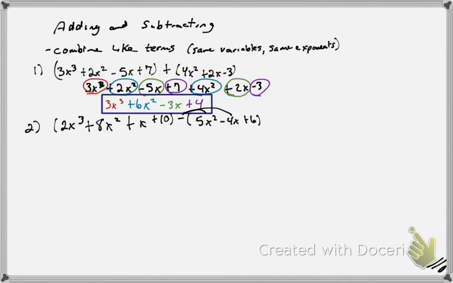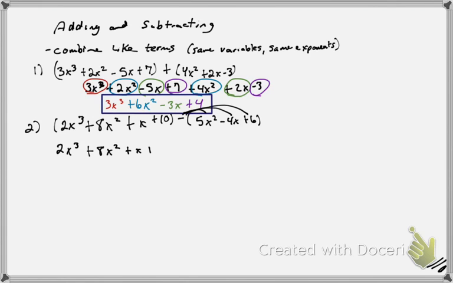Now, when we get to subtraction, it's a little bit different. With subtraction, we have to take the negative sign and distribute it into the parentheses that immediately follow it. After we do that, it's going to be exactly like number 1. So we're going to take the negative and distribute it to the 5x squared, negative 4x, and positive 6.